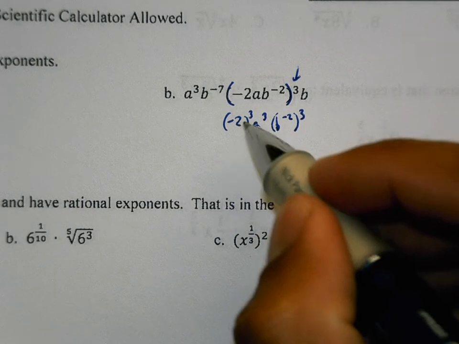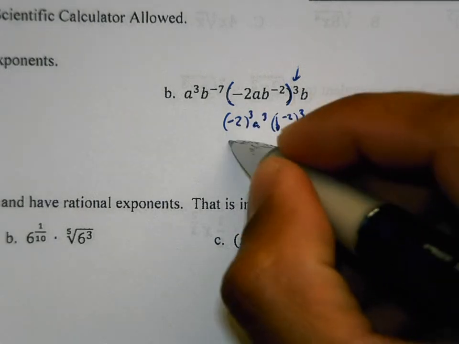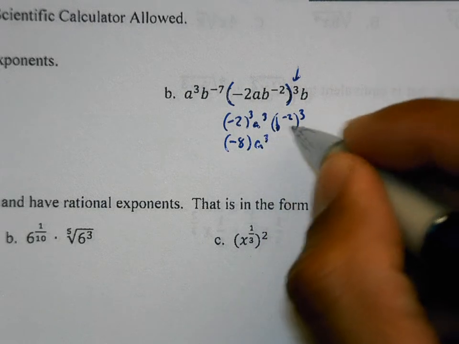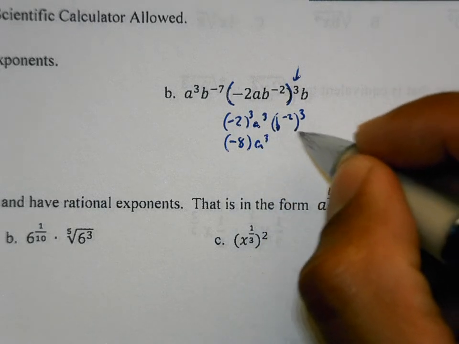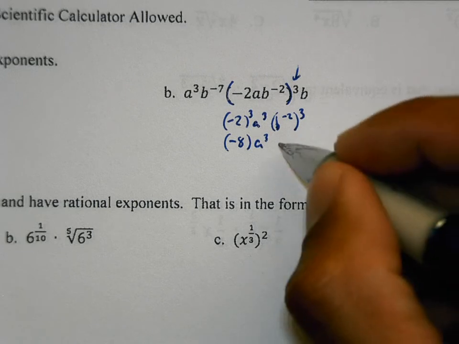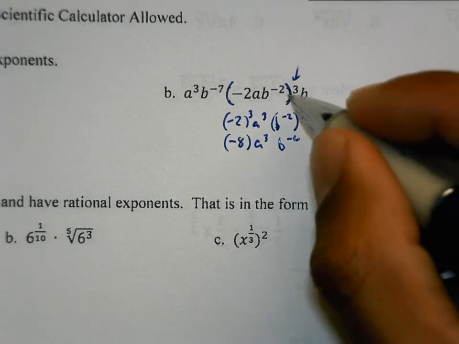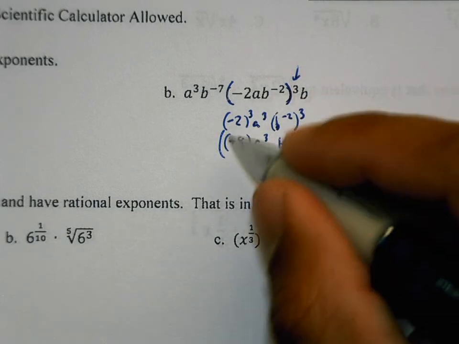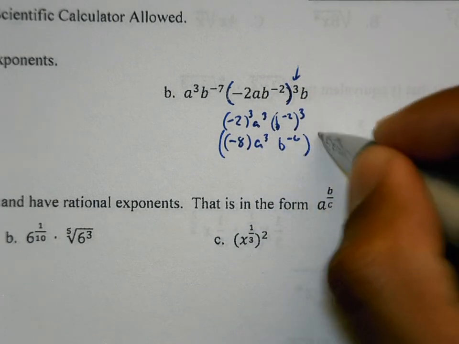So when I do a negative 2 times a negative 2 times a negative 2, that's a negative 8. I'm going to put that in parentheses. That's an a to the third. And if I have b to the negative 2 times another b to the negative 2 times another b to the negative 2, it comes out to b to the negative 6. So I do all that first. This blue parentheses becomes this.